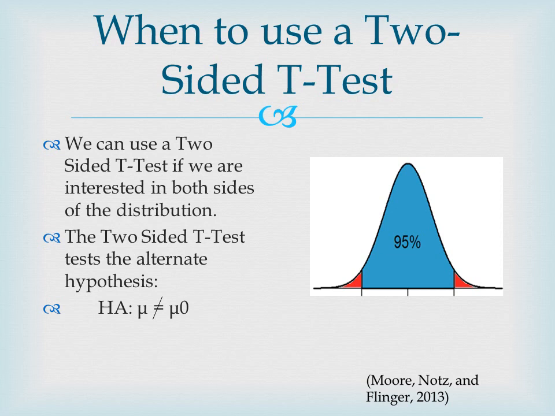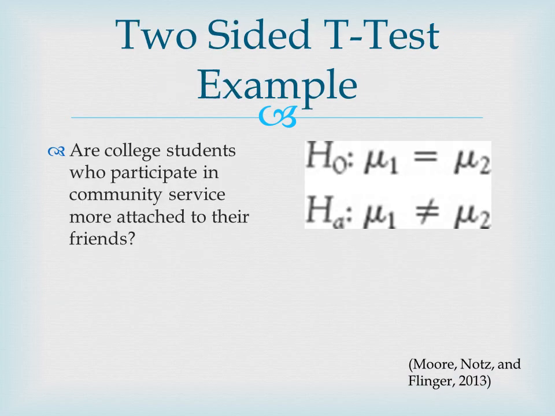Finally, we have a two-sided t-test, and we can use a two-sided t-test if you are interested in both sides of the distribution. The two-sided t-test tests the alternate hypothesis that mu is not equal to mu naught, but we don't know in what direction. Now for one more example from the book demonstrating how and when to use a two-sided t-test.